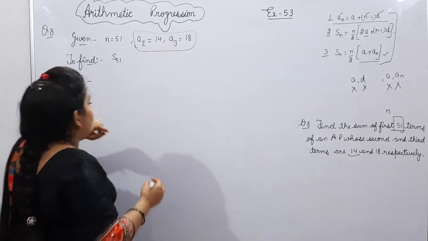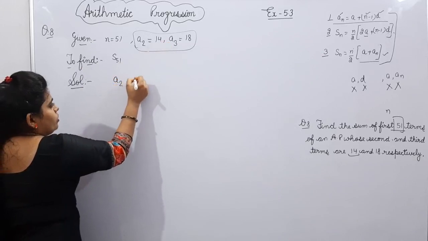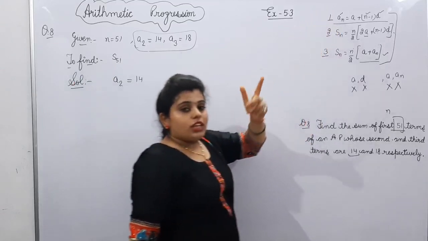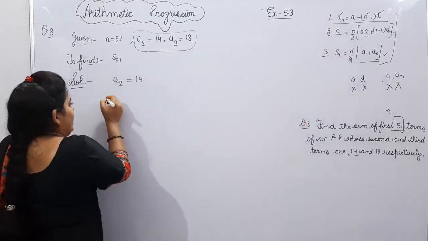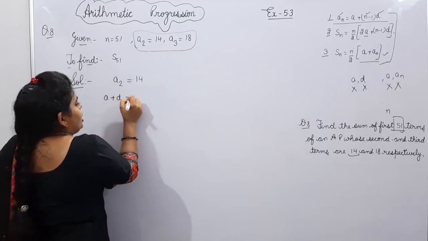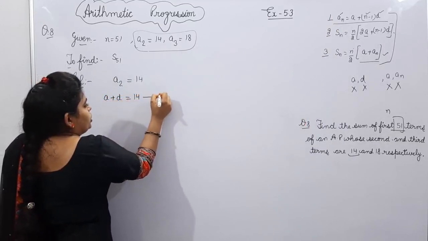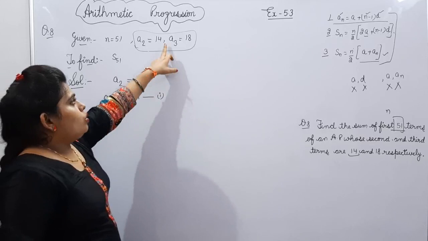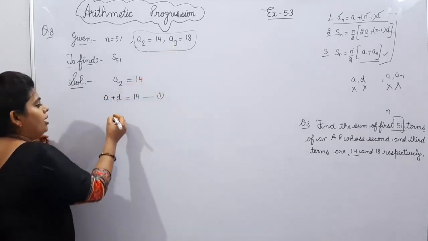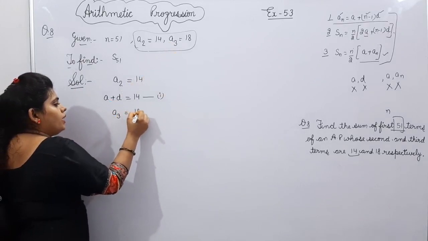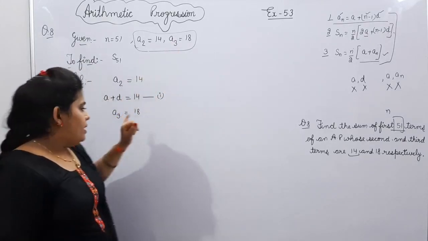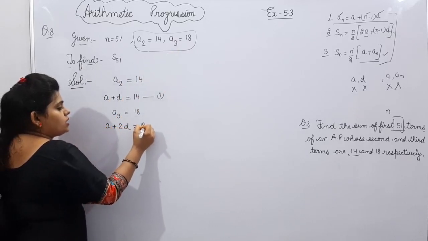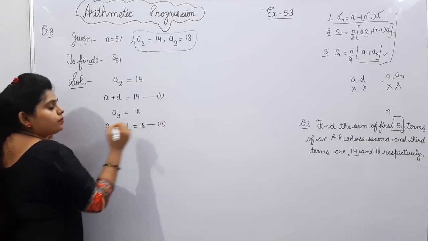a2 is given, a2 is equal to 14. Using this an formula, a2 is equal to a plus d. So a plus d is equal to 14. I am considering it equation number 1. Now the next point is a3, the third term of the given AP, which is 18. Using the an formula, a3 will equal a plus 2d. And this a plus 2d is equal to 18, and it is equation number 2.